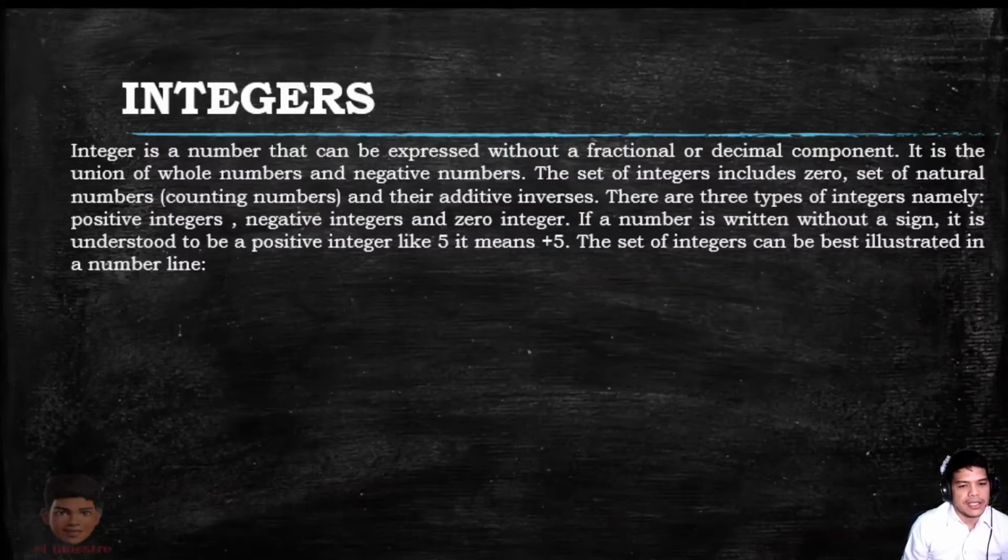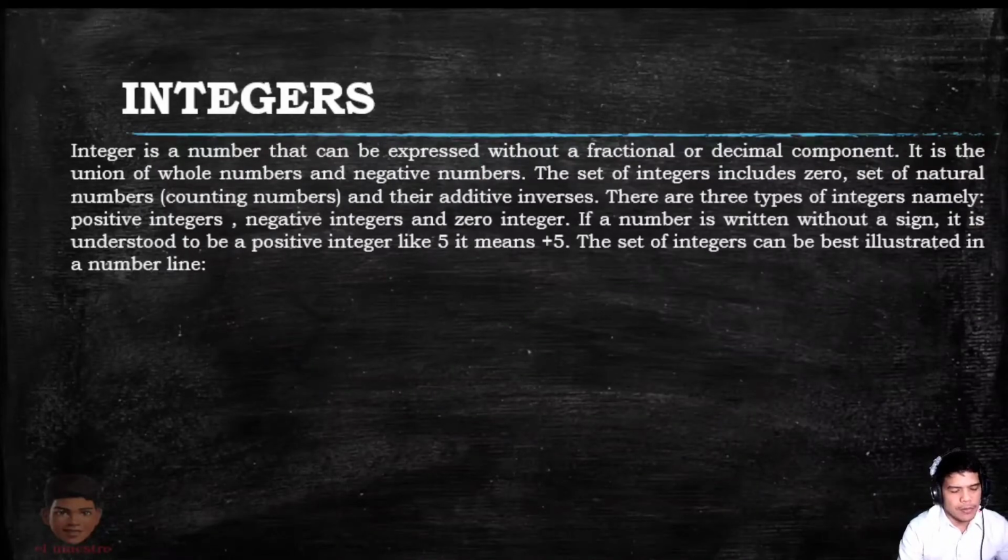There are three types of integers, namely the positive integers, the negative integers, and the zero integer. If a number is written without a sign, it is understood to be a positive integer, like 5. Okay? So if nakita nyo 5, walang sign, it means that is positive 5. Kasi pag positive yung number, hindi na necessary lagyan pa natin ng positive sign. That is understood as a positive integer. Okay? So the set of integers can be best illustrated in a number line.